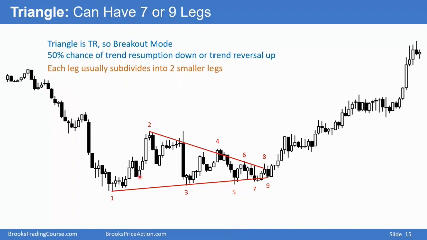Whenever the market's in a trading range, in particular a triangle, the legs usually subdivide into 2 smaller legs. 1 pullback 2, 1 pullback 2, 1 pullback 2, 1 pullback 2. And then here, it's difficult to see. However, 2-legged moves are common within triangles, as they are within all trading ranges. Sometimes you get 3-legged moves as well.